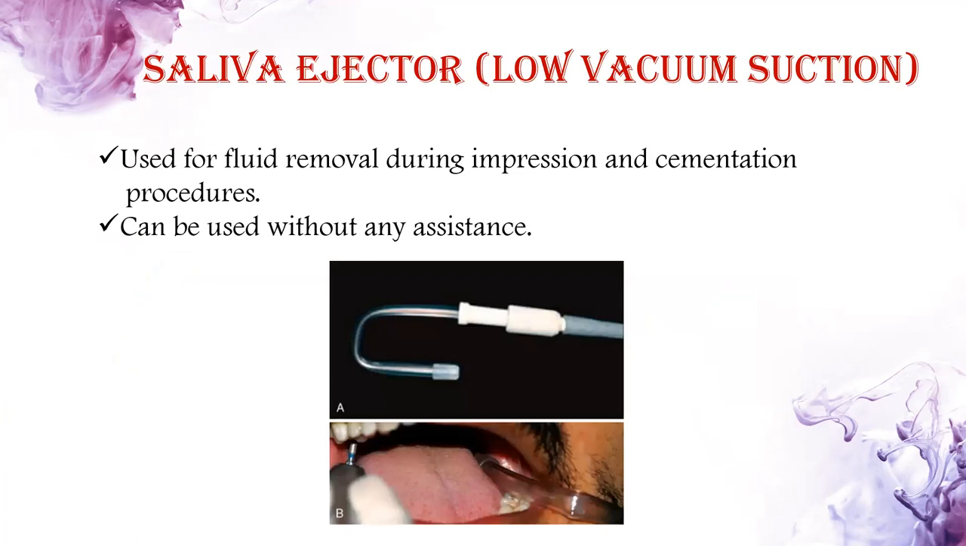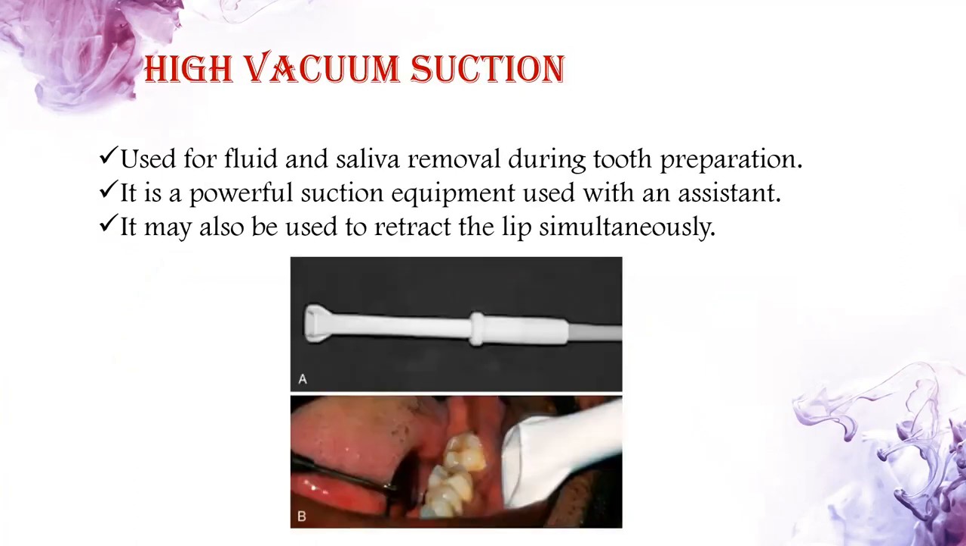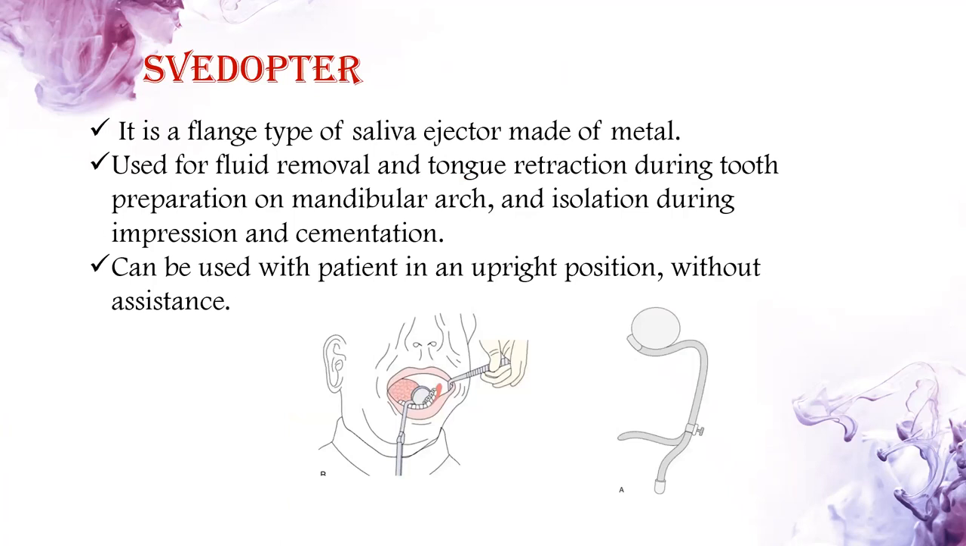Saliva ejector or low vacuum suction used for fluid control during impression and cementation procedures. Can be used without any assistance. High vacuum suction used for fluid and saliva removal during tooth preparation. It is a powerful suction equipment used with an assistant. It may also be used to retract the lips simultaneously.